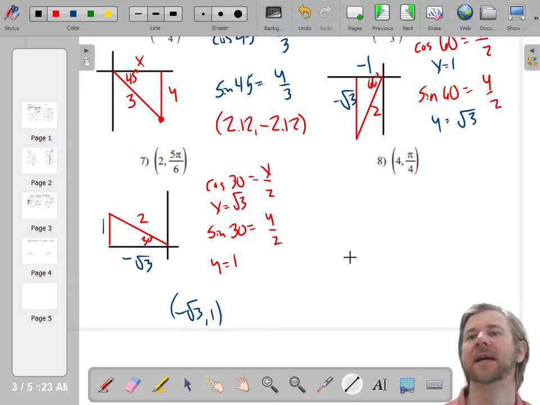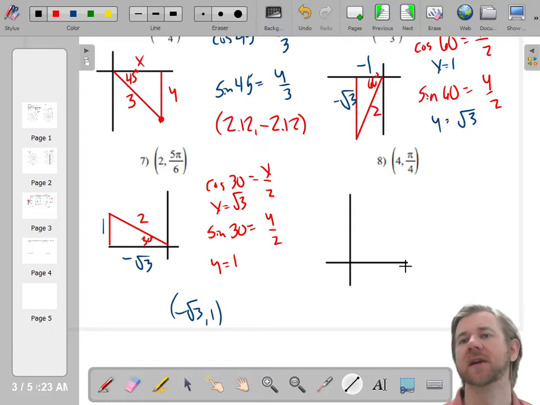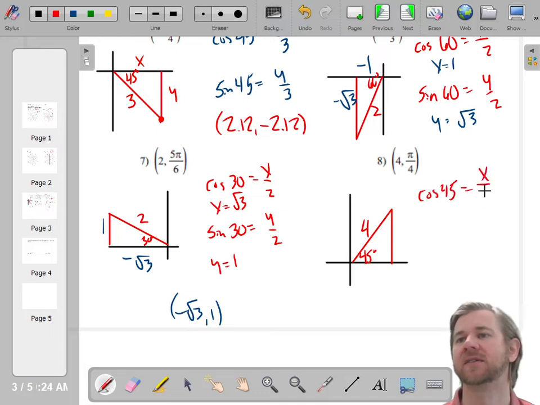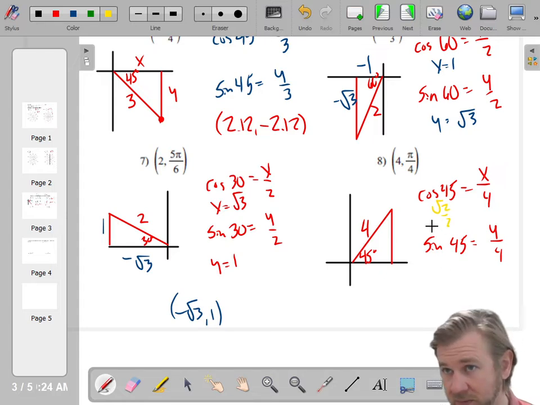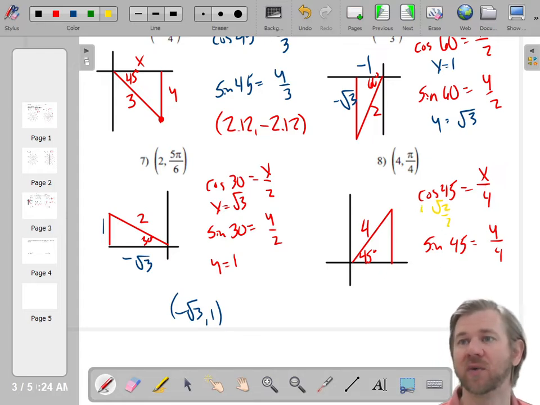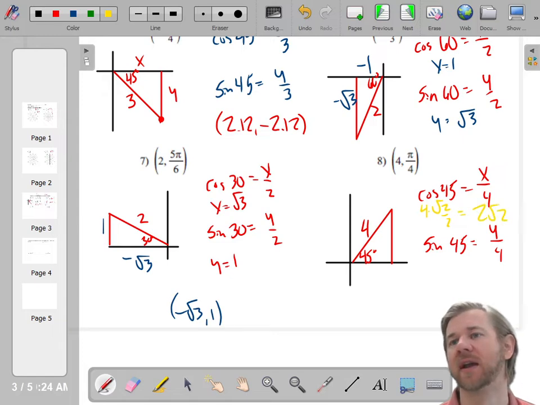One more going this way. So pi over 4 is in the first quadrant, and pi over 4 is a 45-degree reference angle. So I have a 45-degree reference angle, and the radius is 4. So the cosine of 45 is x over 4, and the sine of 45 is y over 4. Go back to what we were doing before. Cosine of 45 is radical 2 over 2. If you multiply both sides by 4, these are both going to be 2 radical 2. So y is also 2 radical 2. So 2 radical 2, 2 radical 2.